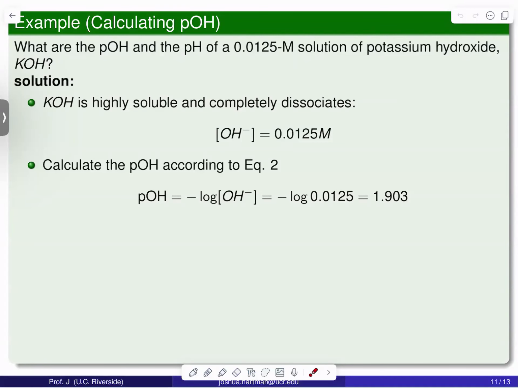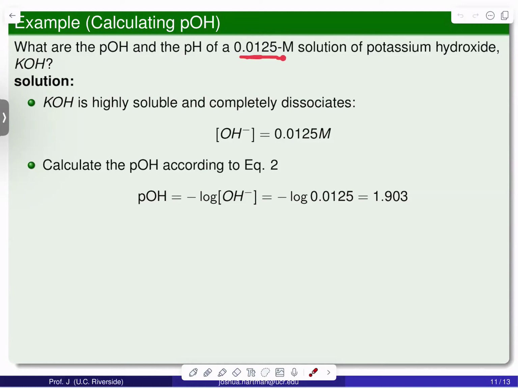So here's another example, so we can follow through and make sure that we're understanding the sig fig concepts. Let's look at what the pOH and pH are of a 0.0125 molar solution of potassium hydroxide. All right, so KOH, as hopefully you remember from previous chemistry studies, is highly soluble. It'll actually break apart completely, essentially complete dissociation to form OH minus.